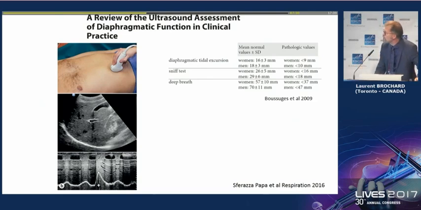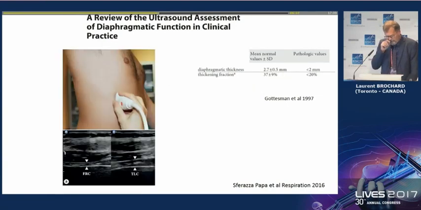And the excursion, we have some normal values. This was a nice study by Boussuge in a large number of cohort patients. You see the normal values. So in the ICU, the big limitation is, of course, if you look at the diaphragmatic excursion during ventilation, you don't know how much is due to the ventilator, how much is due to the diaphragm activity. So it may be useful. Some people have said it predicts weaning failure, but this may be not the best technique.